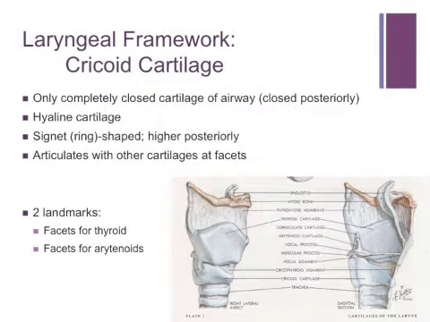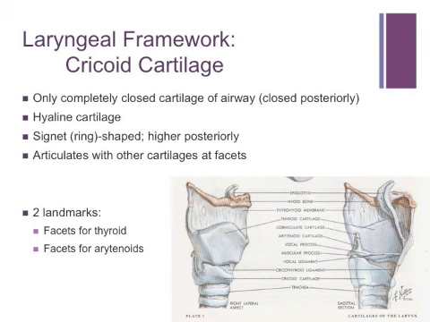The next cartilage is the cricoid cartilage. The cricoid cartilage is the only completely closed cartilage of the airway, meaning that it makes a complete circle and closes posteriorly. It is also made of hyaline cartilage and is shaped like a signet ring. You will always be able to tell the anterior from posterior portion because the cricoid cartilage is taller in the back.